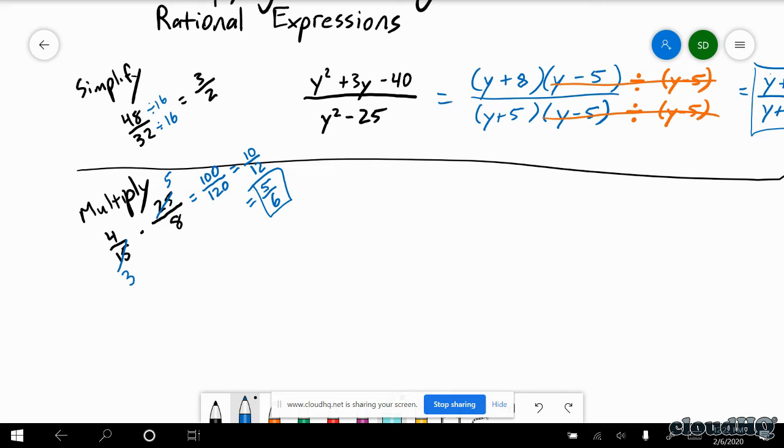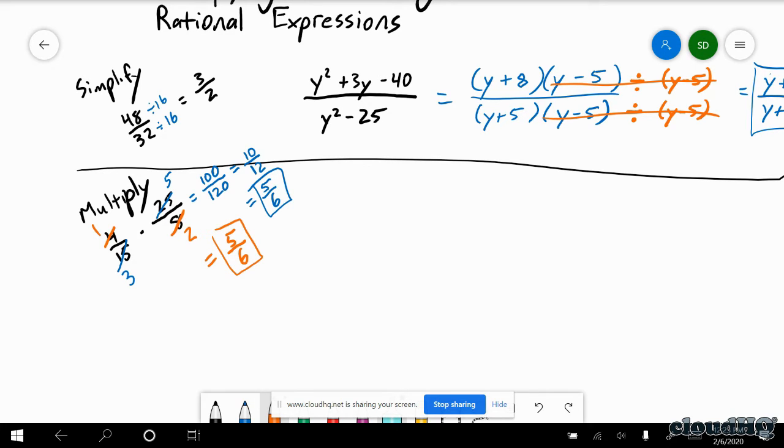You can simplify across fractions as long as it's multiplication. So additionally, besides the 15 and the 25, we can also simplify the 4 and the 8. Divide both by 4. And so now, 1 times 5 is 5, 3 times 2 is 6. Then we get the same answer. Did it matter which way we did it? No, it really didn't.